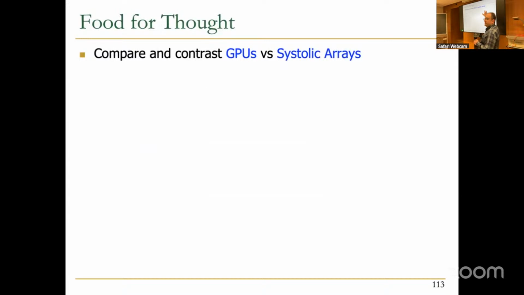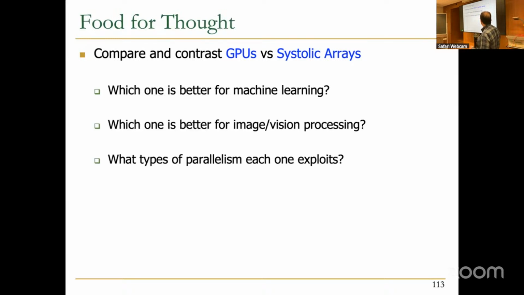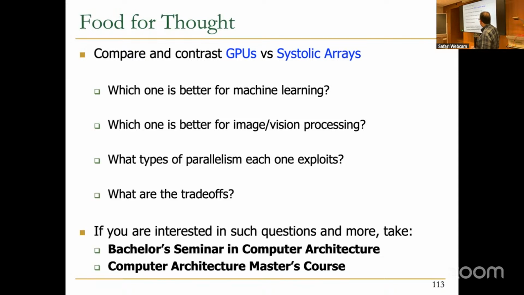We haven't covered systolic arrays, but we're hopefully going to cover them. There is also a lecture that you can check if you are interested. Essentially, there are questions such as which one is better for machine learning, because there are companies using systolic arrays, like Google TPU, for example, while GPUs keep becoming more like systolic arrays. Which one is better for machine learning? Which one is better for image and vision processing? Which type of parallelism does each one exploit, and what are the trade-offs? If you're interested in such questions and more, I would recommend that you take this course.